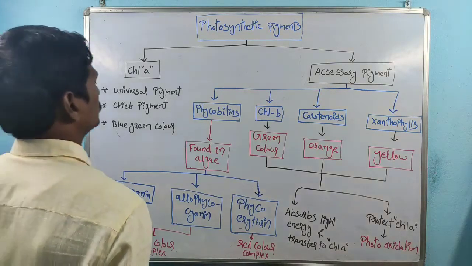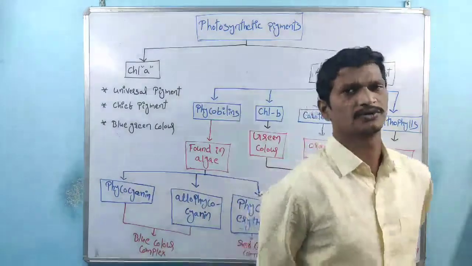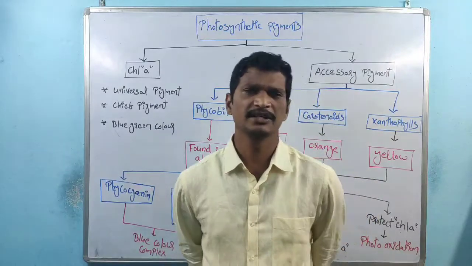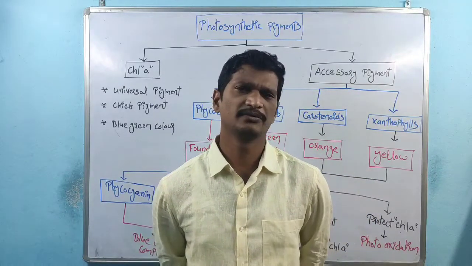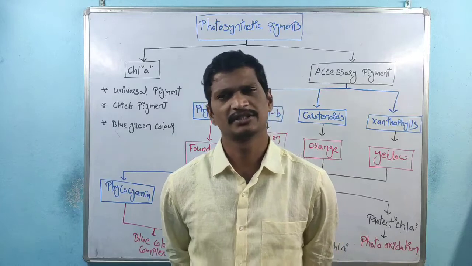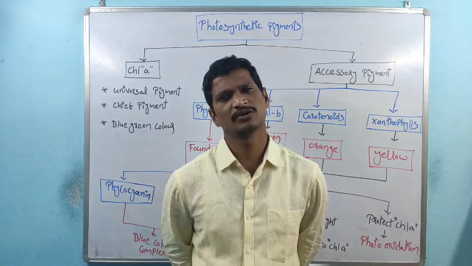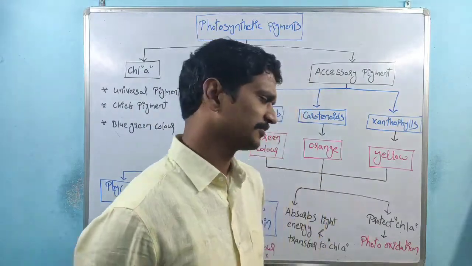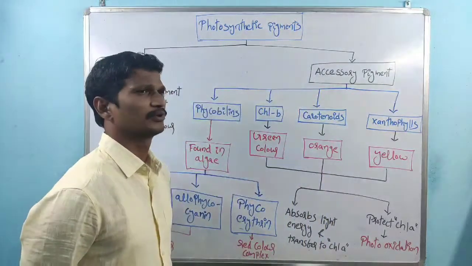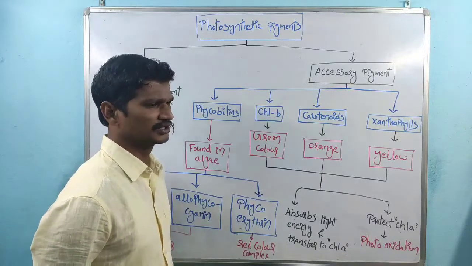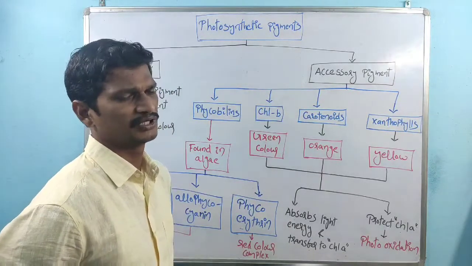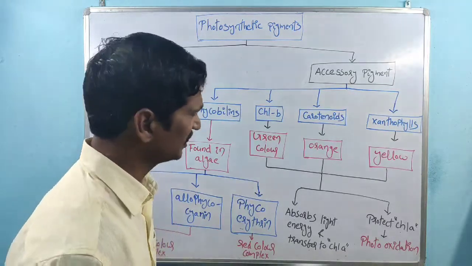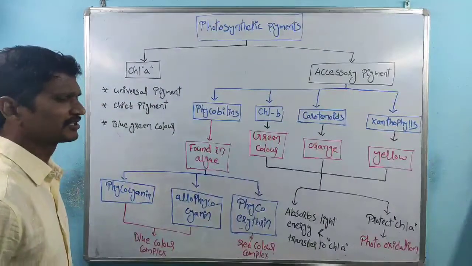Hi students, in the last class we discussed the separation of plant pigments from the leaf extract, right? In that case we identified xanthophylls, carotenoids, chlorophyll B and chlorophyll A. That was the separation of plant pigments by the paper chromatography technique, using the mobile phase and stationary phase. So that one is the separation of plant pigments.